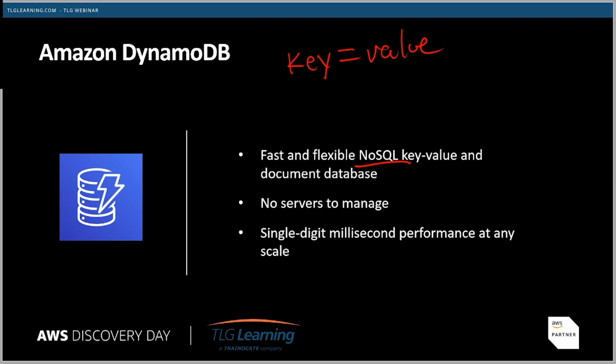This is serverless. Remember, we talked about Lambda being a serverless service, meaning there are no servers for you to manage, no EC2 instances that you need to manage with Lambda. Well, this is another example of a serverless service. It's a serverless database service. No servers for you to manage. Very high levels of performance when it comes to querying the database, single digit millisecond performance at any scale. You get your response in less than 10 milliseconds when we query the database.